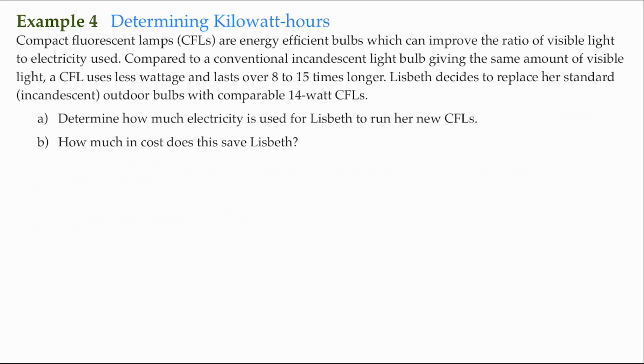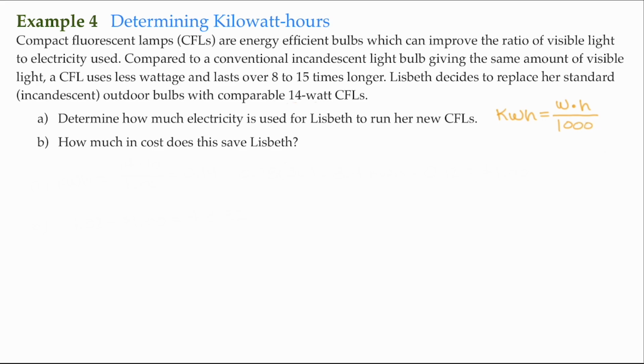So we'll continue with this example determining kilowatt hours. And if you remember the equation for kilowatt hours, that's kWh, and that's going to be equal to the wattage of a bulb that's being used times the hours that it's used divided by a kilo, which is 1,000.